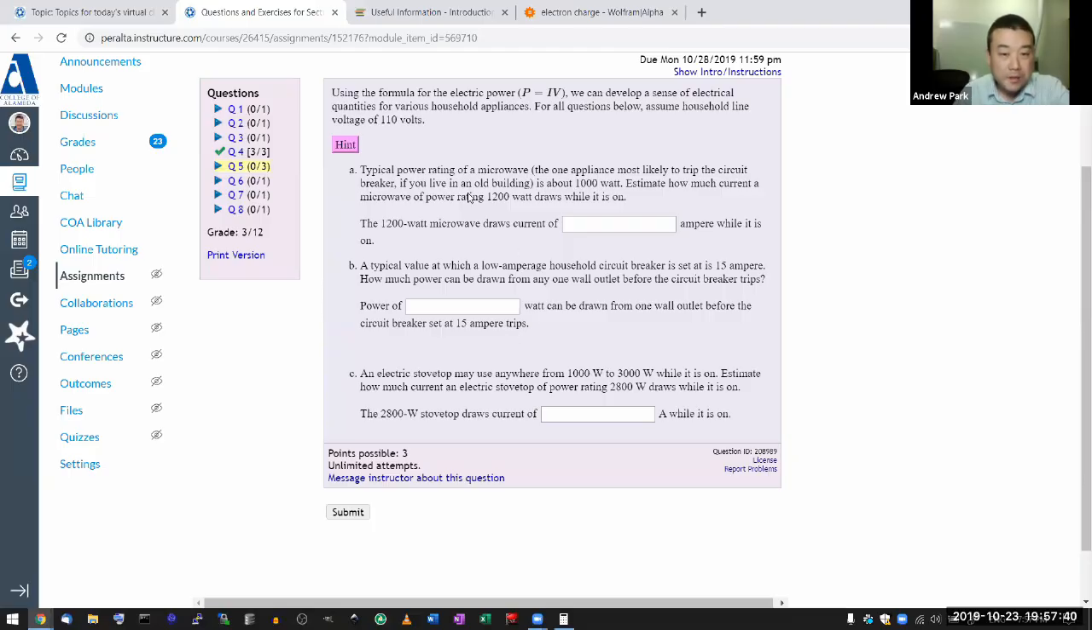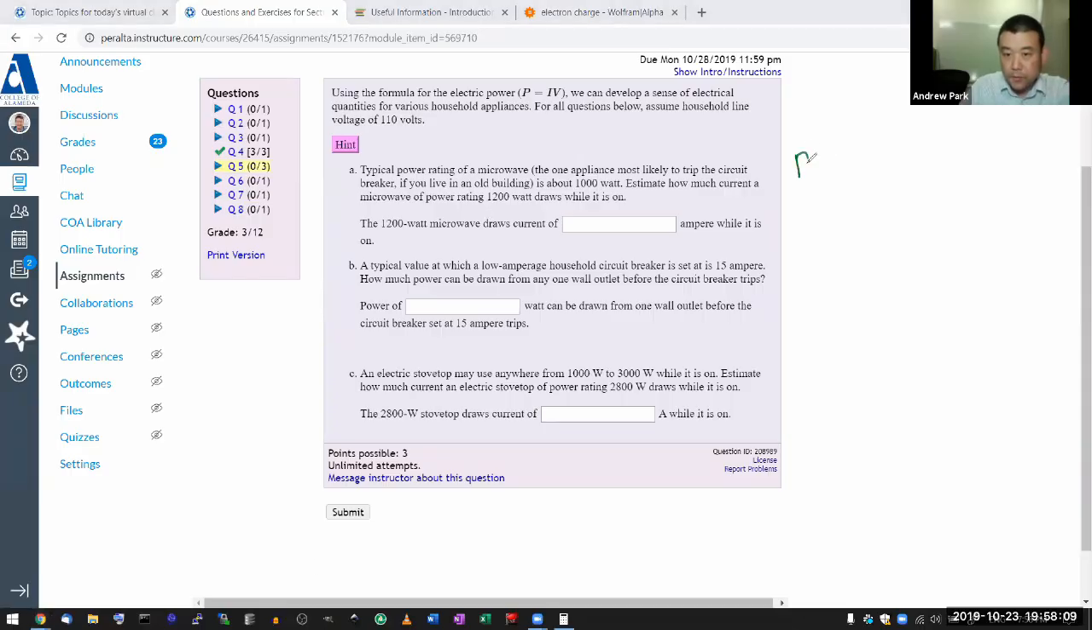So, okay, the typical power rating of a microwave is about 1,000 watt. How much current does a microwave oven with a rating of 1,200 watt draw while it's on? The way it's worded, I don't really need to care about 1,000 watt, because the question is asking me about a microwave oven that has 1,200 watt. So how much current? I have some sense of what formula I need.